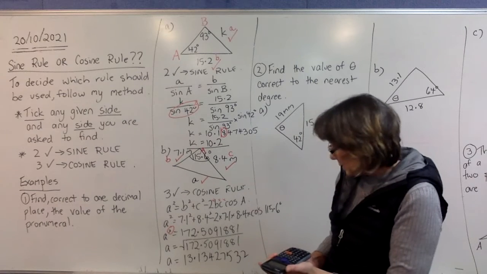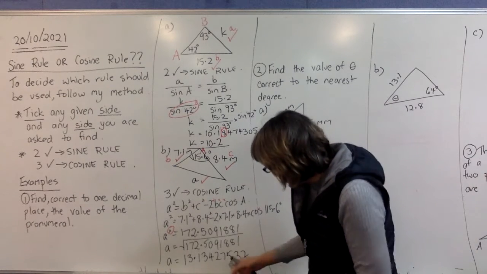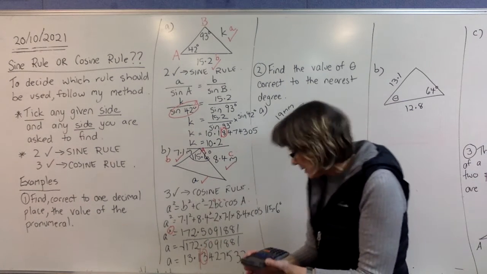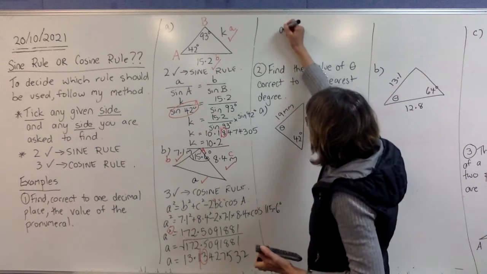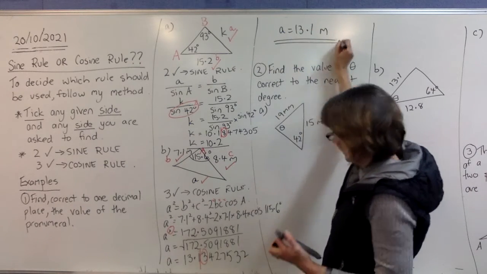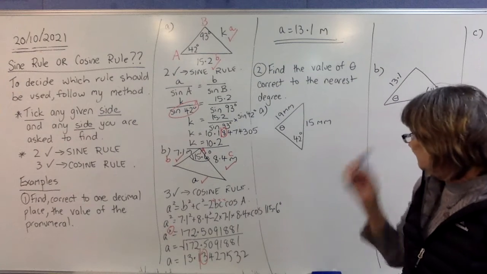And this question is still to one decimal place over here. So draw the line after one decimal place. That's less than 5, so it will be staying at 13.1. And this one does have units, so we're going to write metres on the end.